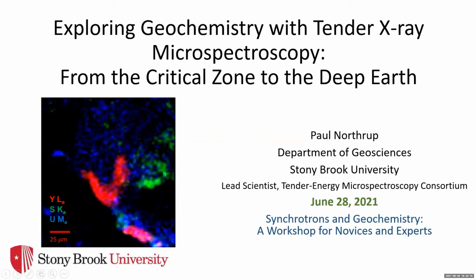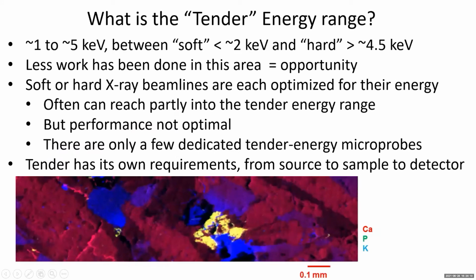So what is the tender energy range? It's not specifically defined, but it's approximately between 1 and 5 kilovolts. And it's in between the soft, less than 2 kilovolt, and hard, greater than 4.5 kilovolt energy ranges. Historically, less work has been done in this area, so there are many opportunities. And that's what I hope to highlight today.